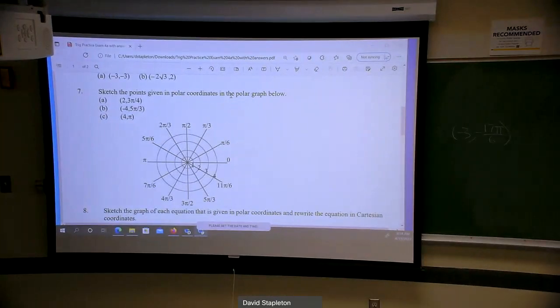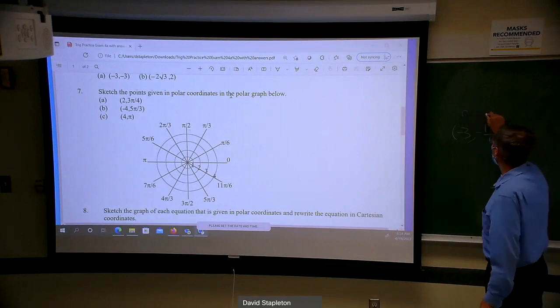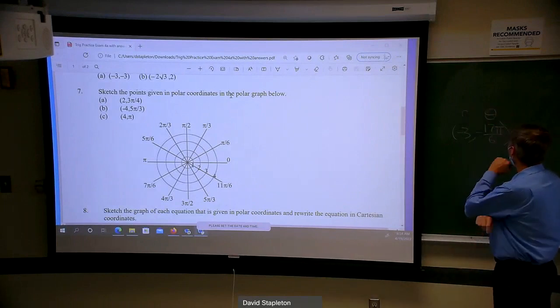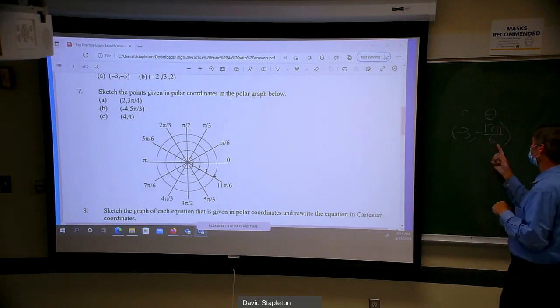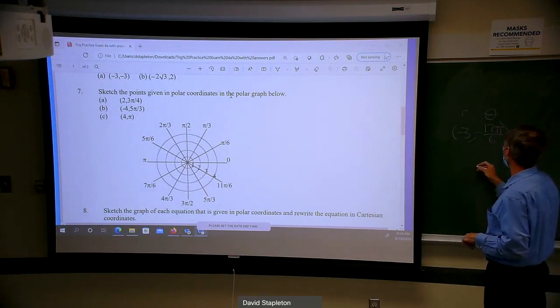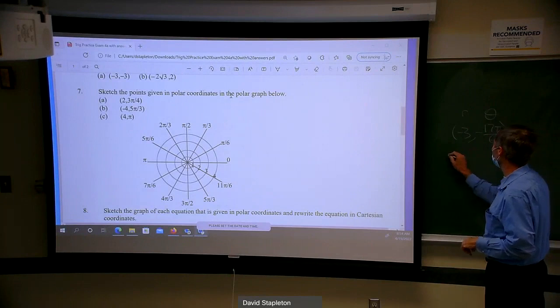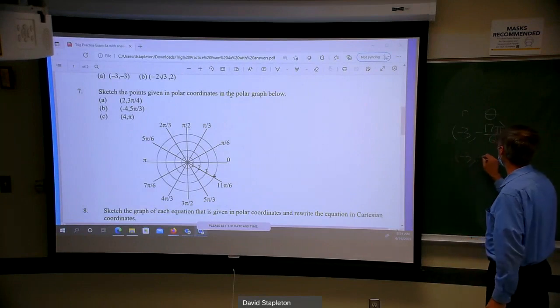Find the point r equals -3, theta equals -17 pi over 6. How about that? Add 2 pi. You could add 2 pi to that and get the same direction. So that'd be add 12 pi. That's the same as the direction -3, -5 pi over 6. Now I can do it.